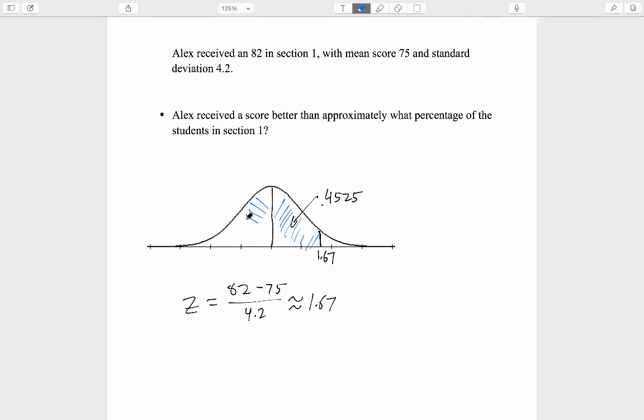There's also all the territory below the mean, because we're asked: Alex received a score better than approximately what percentage of all the students? The students below the mean are half of them, assuming that the scores really are normally distributed. So the answer here is 0.5 plus 0.4525 equals 0.9525. In other words, 95.25%. So Alex performed very well indeed.